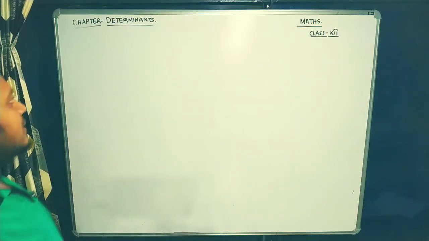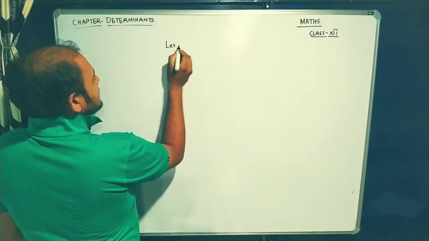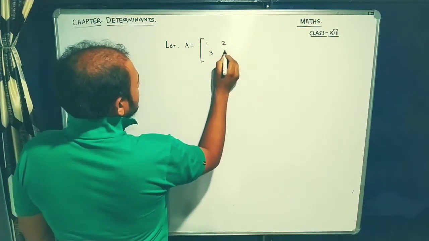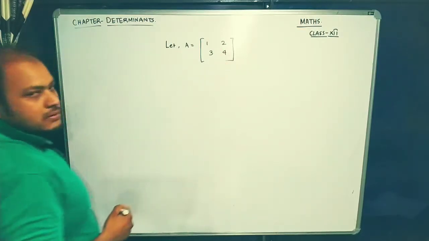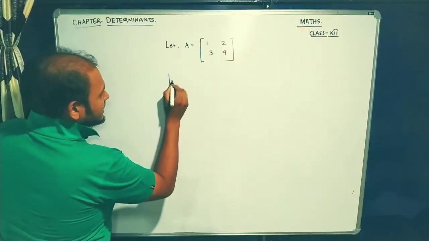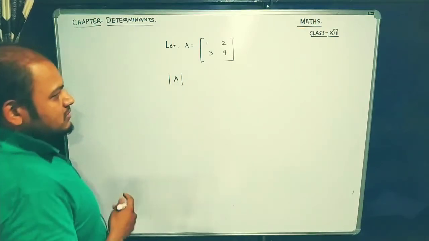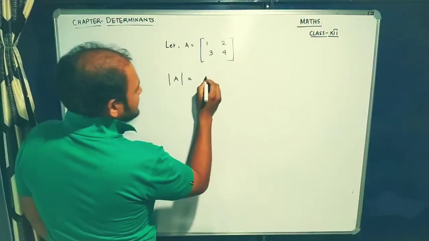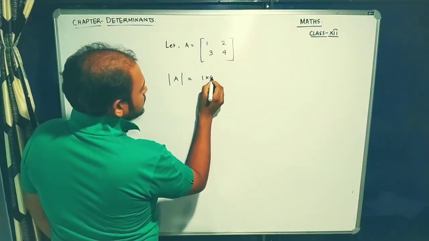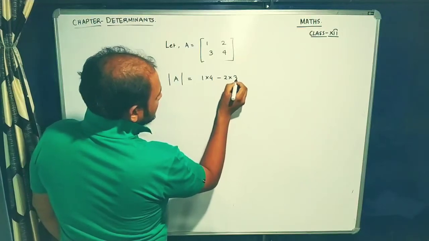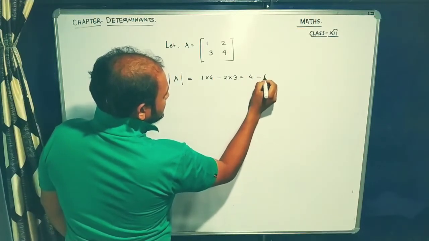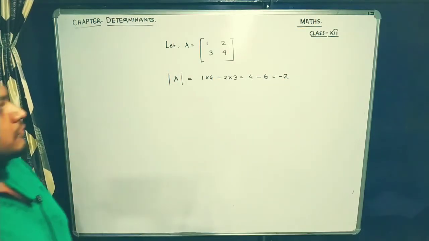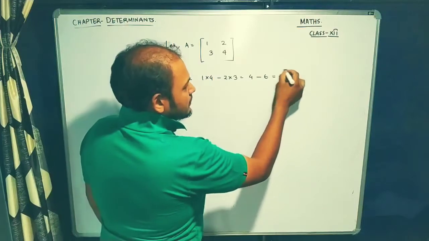For example, let us have a square matrix A written as 1 2 3 4, and we say that determinant of A, written in this fashion, will be equal to 1 into 4 minus 2 into 3, and that is equal to 4 minus 6, which is equal to minus 2. So we see that determinant of a square matrix is nothing but a number.